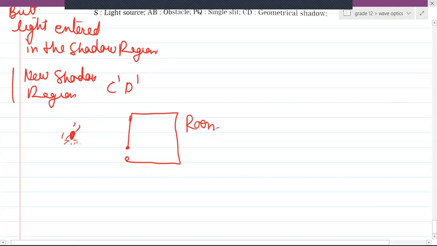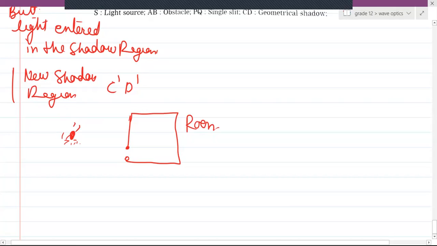Yes or no? Why does that happen? It's because of the diffraction phenomenon. Because light bends around the corner. Light does not have particle nature only. So the light bends around these corners, and due to which what will happen?